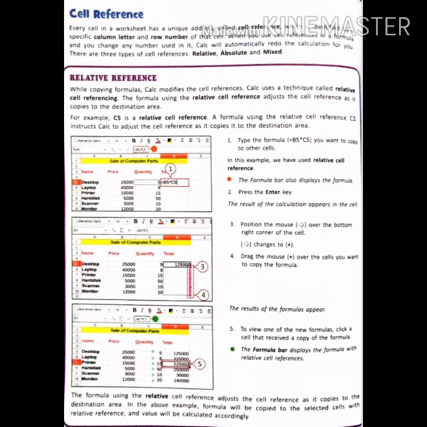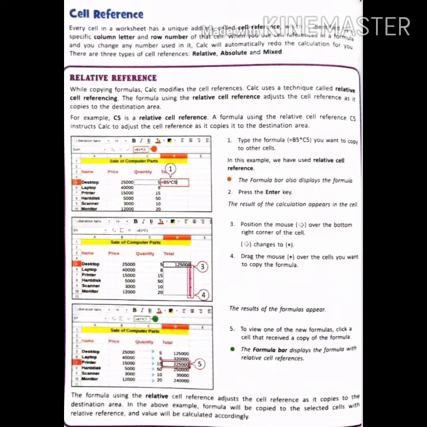The formula bar also displays the formula. Second, press the Enter key. The result of the calculation appears in the cell. Third, position the mouse over the bottom right corner of the cell. The mouse pointer changes. Fourth, drag the mouse over the cells you want to copy the formula to.